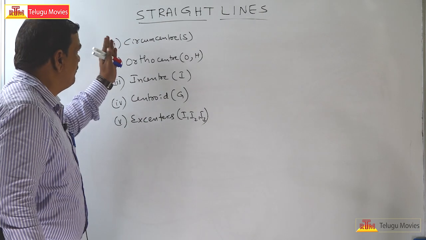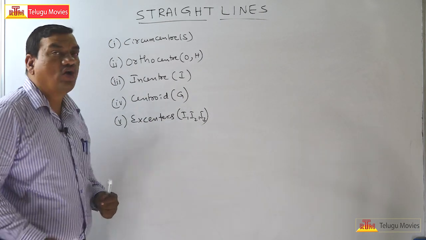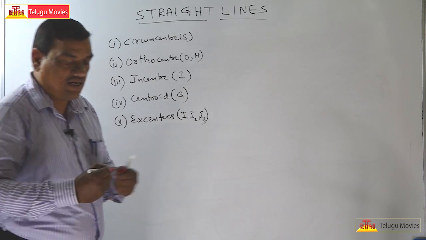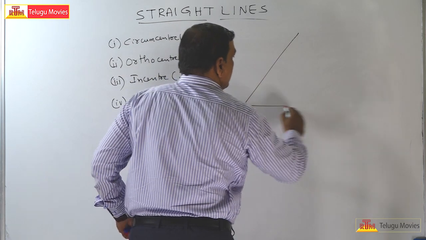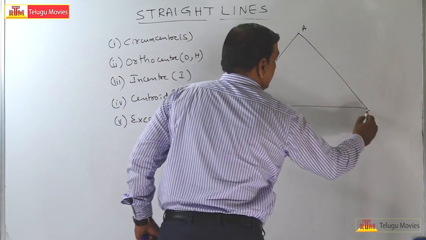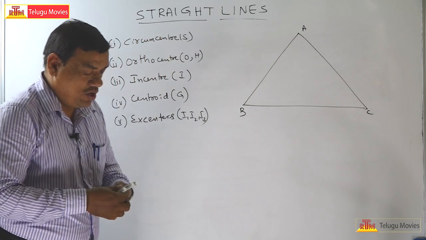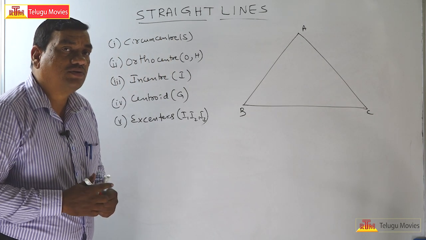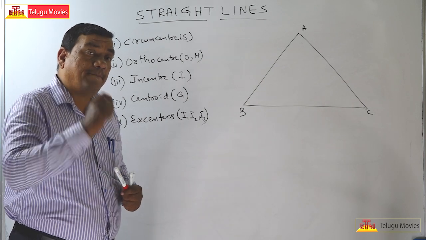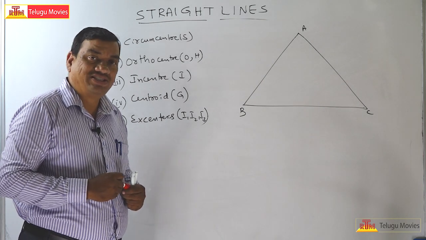Welcome back. So first, the circumcenter of the triangle. What is the circumcenter? Let us take a triangle ABC. So how the circumcenter will form means, this is a point of concurrency of the perpendicular bisectors of the sides.